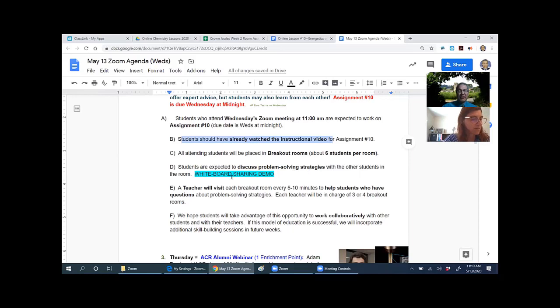Start with the video. We'll put all the students in breakout rooms. The goal is about 6 students per room. That's a small enough group that you can work with each other. It's a small enough group that the teacher can come in and say, oh, you need help with this. Let's do this together.